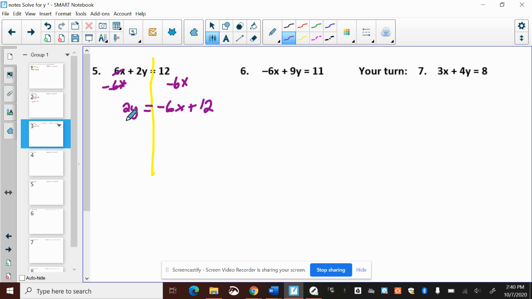I'm not interested in 2y. I'm interested in y. So I'm going to take this entire equation and divide it through by 2. 2 divided by 2 is y. And we have our equals. -6 divided by 2 is -3x. And 12 divided by 2 is 6.